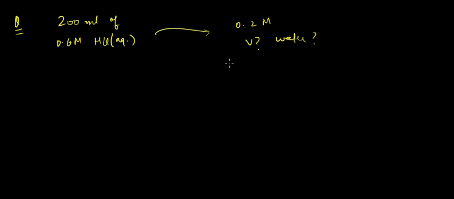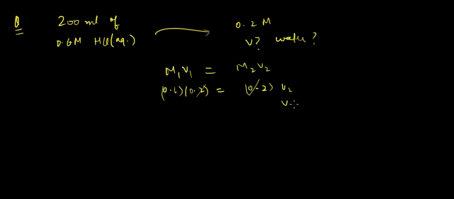Okay. So again, the number of moles of HCl will remain the same. Number of moles of HCl would be molarity of the solution times volume of solution, which would be equal to molarity of the solution and the volume of the final solution. So molarity here is 0.6, volume should be 0.2. Similarly, molarity here is 0.2, volume is to be calculated. So volume is 600 ml. Okay, now obviously you have poured water into it, and so the water added would be 600 minus 200, which is 400 ml.